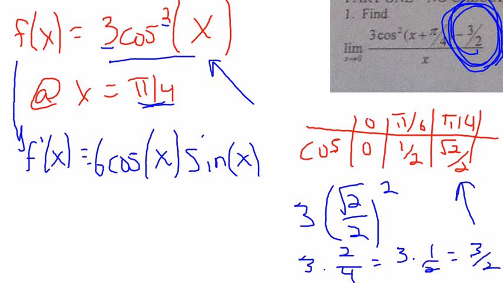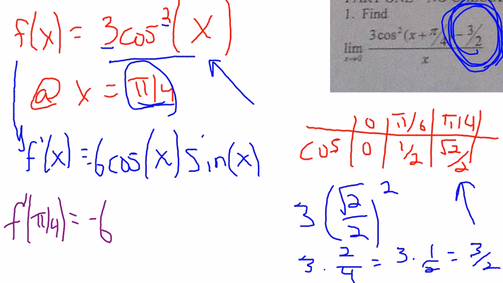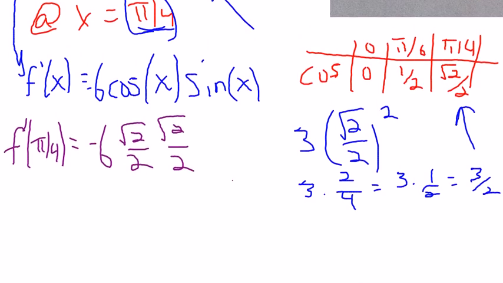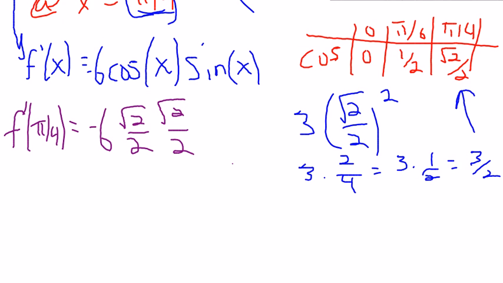Now I just need to plug in pi over 4 to this. So I'll go to purple. I want to find f prime of pi over 4, which is negative 6 cosine of pi over 4. We just did it. It's root 2 over 2. And then sine of pi over 4 is also root 2 over 2. So I get root 2 over 2 again. Over here on the right, I just multiplied root 2 over 2 by root 2 over 2.